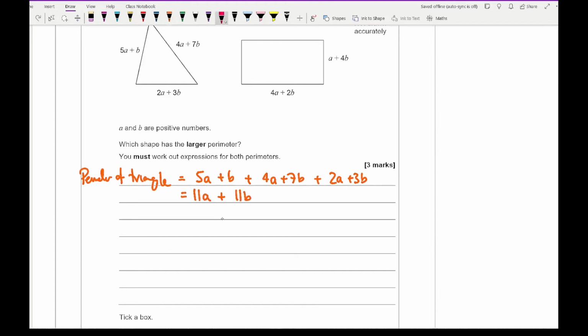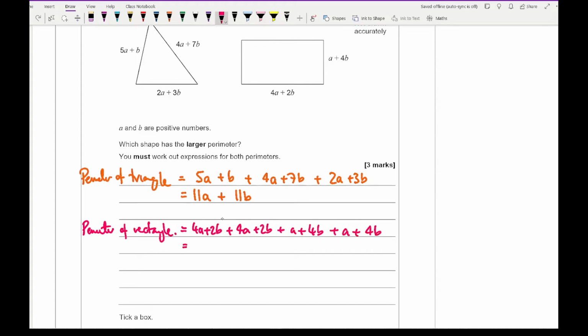Then if I do the same with the perimeter of the rectangle, then what I've got is 4a plus 2b plus 4a plus 2b, because I've got 2 of each side, plus a plus 4b plus a plus 4b. Now if you wrote those 4 sides in any different order, that's fine.